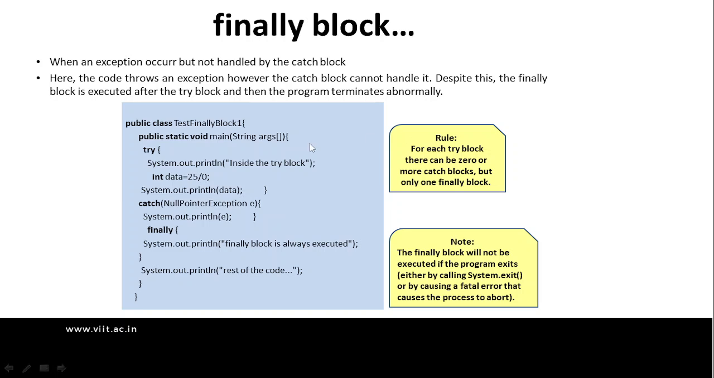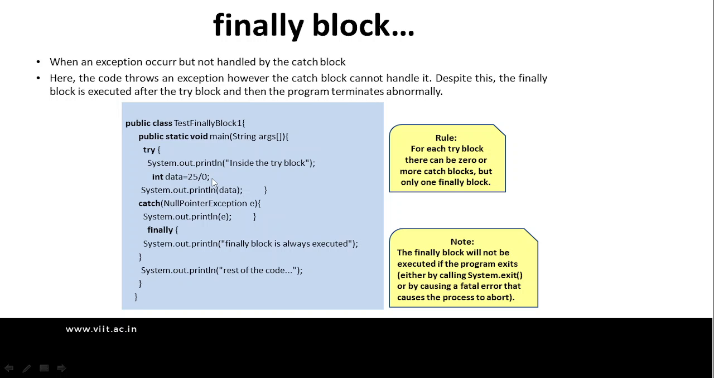See here, try is written: integer data = 25 by 0, System.out.println(data) we want to print, but 25 divided by 0 is an exception, so the catch handles NullPointerException and prints it. Otherwise it prints finally. The finally block is always executed, whatever the case of try and catch. If a particular exception in try is not handled by catch, then also your finally will get executed.